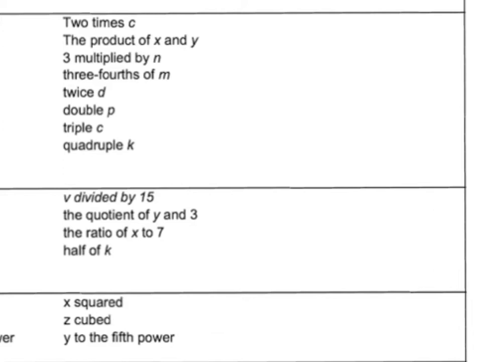The next one we're going to have is twice d. So twice d tells us to multiply 2 times d. So let's write that as 2d. That's twice d. Alright, next one is double p. So double means to multiply something times 2. So we would write that one as 2p. Next one, triple c. Triple means to multiply by 3. So 3c.